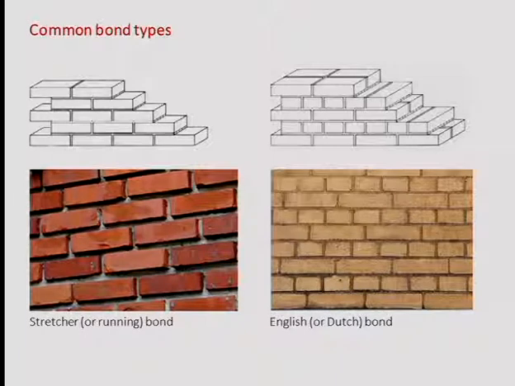And there are also different bond types. So these are the two most common. So we've got stretcher, so just courses of bricks in which every second the units are shifted. Another very common one, the English or Dutch bond. So every second course, you just rotate the units in order to show the head of the brick. And these are common things that you probably see on campus.